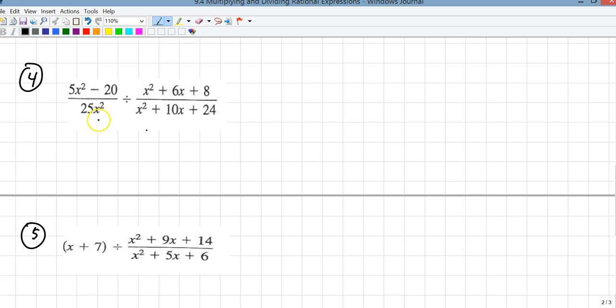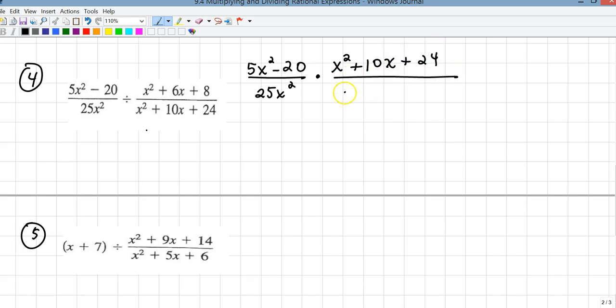So the first thing I'm going to do is rewrite it: 5x squared minus 20 over 25x squared. And I'm going to change it to multiplication, and I'm going to flip the second fraction. So I'm going to multiply by the reciprocal. You have to pay attention, because when we're dividing, we don't want to divide, we want to multiply by the reciprocal.